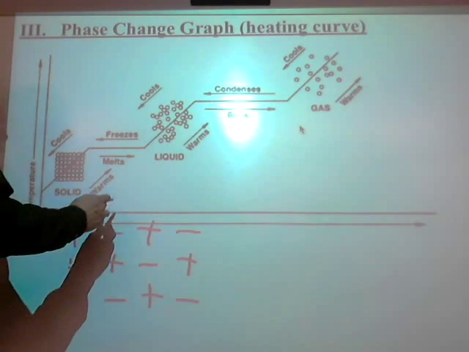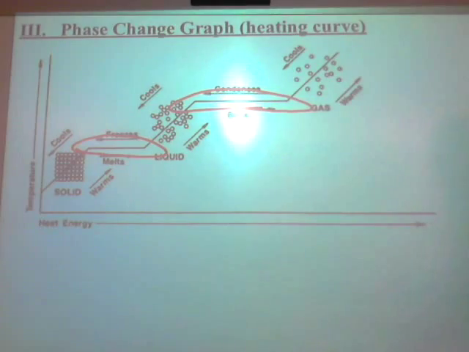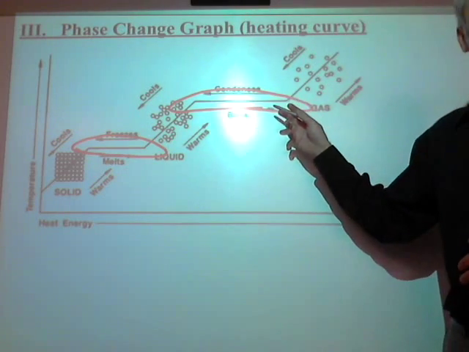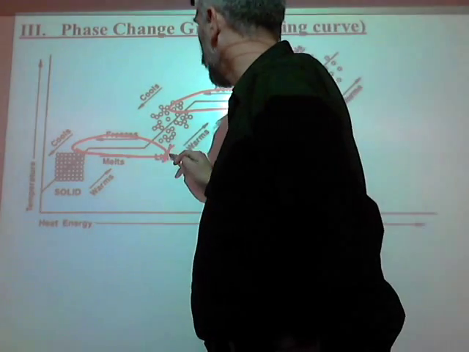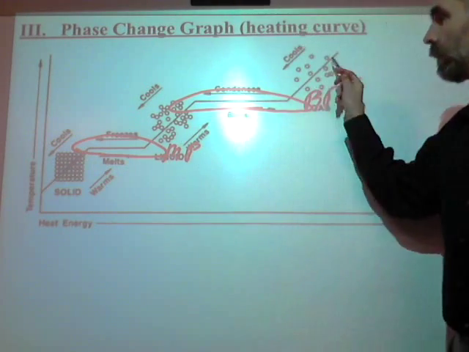We notice that, first of all, there's these flat lines. Okay? There's no change in temperature at the melting point and at the boiling point. That's what those are. This is the melting point. This is the boiling point. Because this is the solid, liquid, and vapor phase.